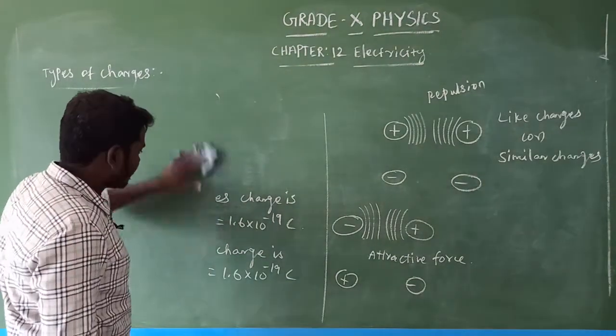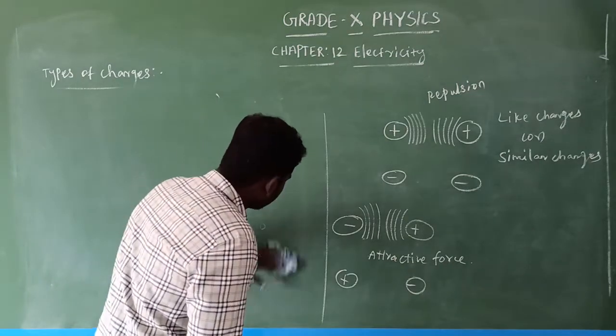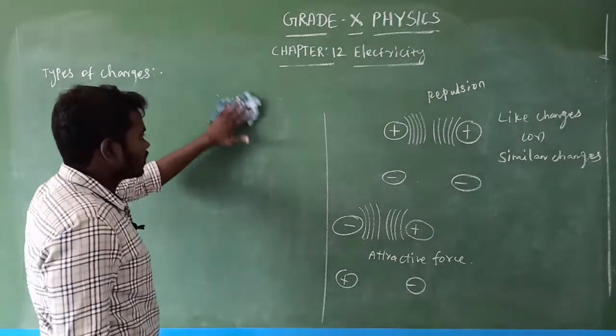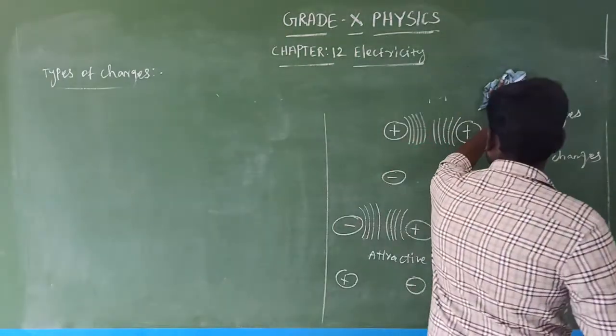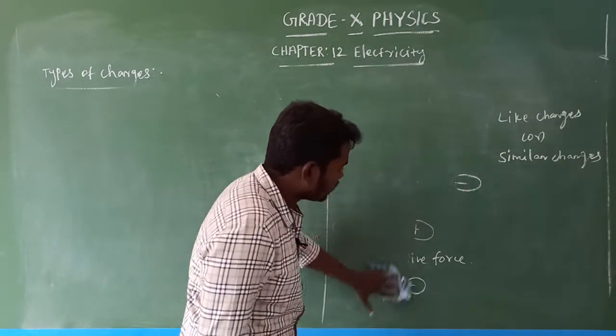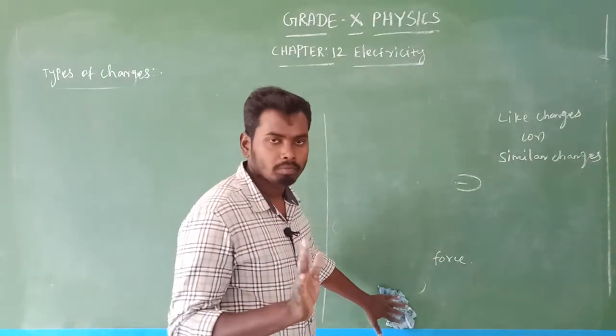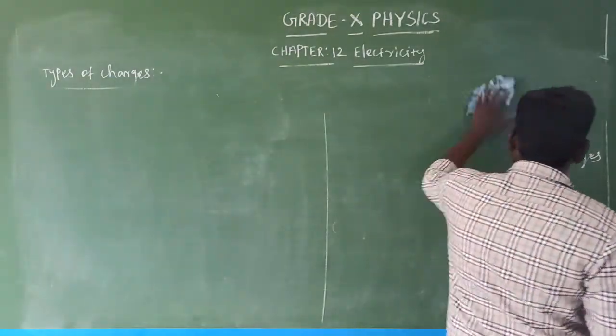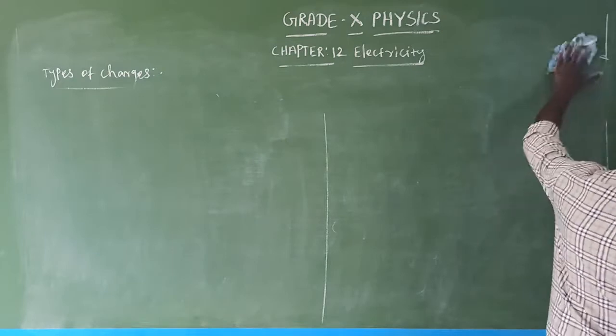Okay, sir, you are telling right, sir. Coulomb means nothing but SI unit, sir. Okay, you ask me what coulomb is. SI unit, sir. How many electrons constitute 1 coulomb? That is the next question.